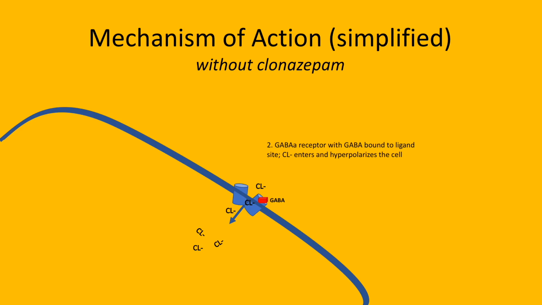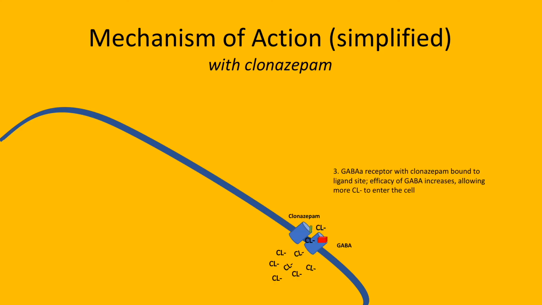This is important because when chloride comes into the cell, it becomes hyperpolarized and reduces its likelihood of firing an action potential. Now we'll look at what happens when Klonopin is present. As before, GABA is bound to the GABA receptor. If GABA is not present, clonazepam will have no effect. It does not replace GABA, it simply enhances GABA's effect.